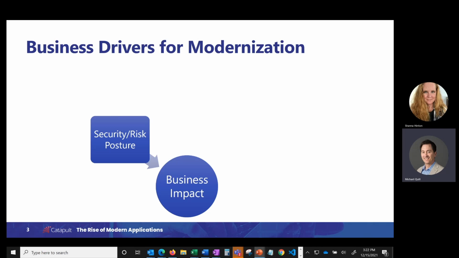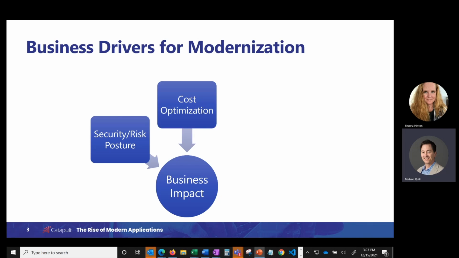As well as an opportunity, more tactically, to eliminate some of the aging or end of life hardware and platforms they have that introduce opportunities for risk. And so that's obviously a big driver we're seeing for modernization.